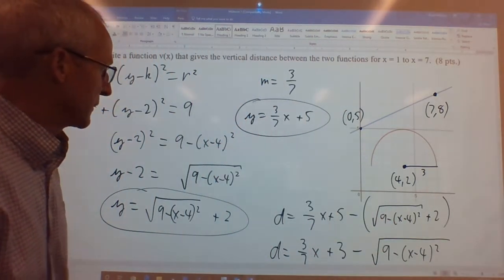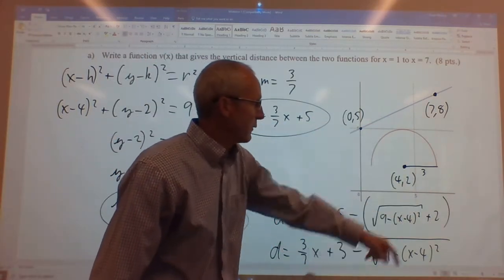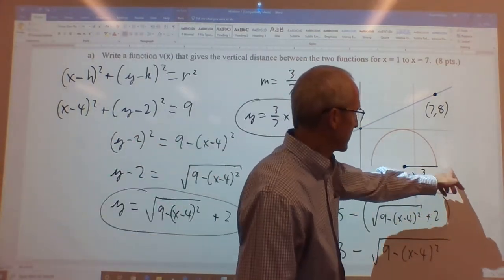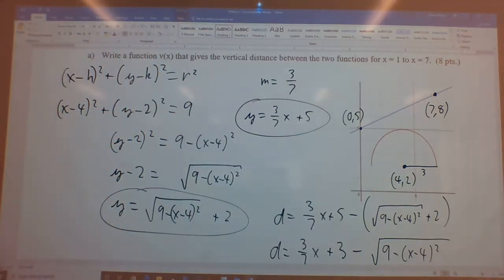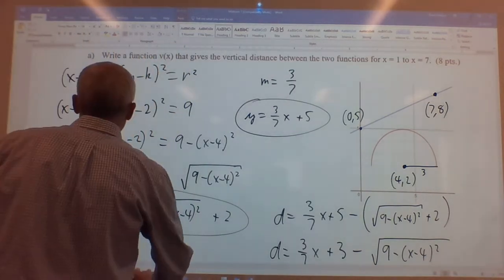It's going to be a positive number because the line is always bigger than that one. And of course, this only works up to 7. Okay, what's the distance between them over here? It doesn't make sense. It only works from x equals 1 to 7, like we said. All right, that is how you do that.